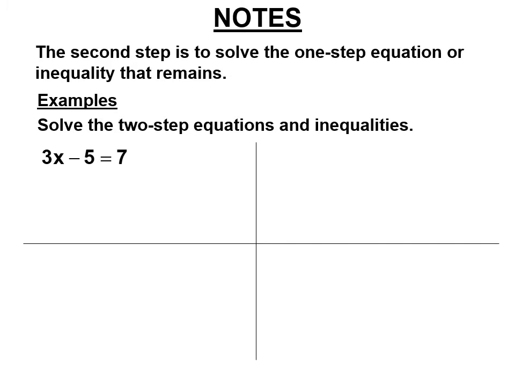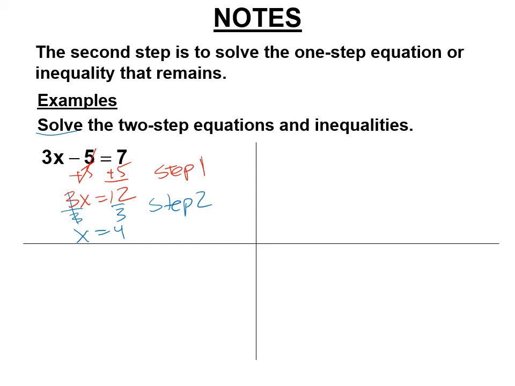All right, so let's go through and solve these now all the way. So subtract minus 5, add 5 to both sides. 3x equals 12. That's step 1. Step 2, x is being multiplied by 3. Divide both sides by 3. And x equals 4. And that's step 2.